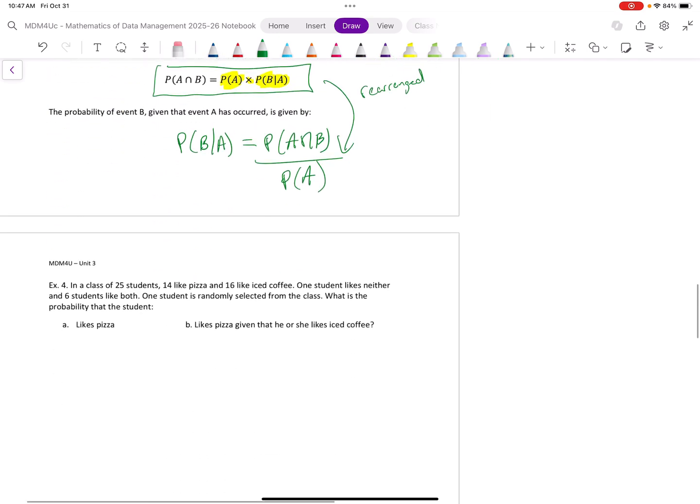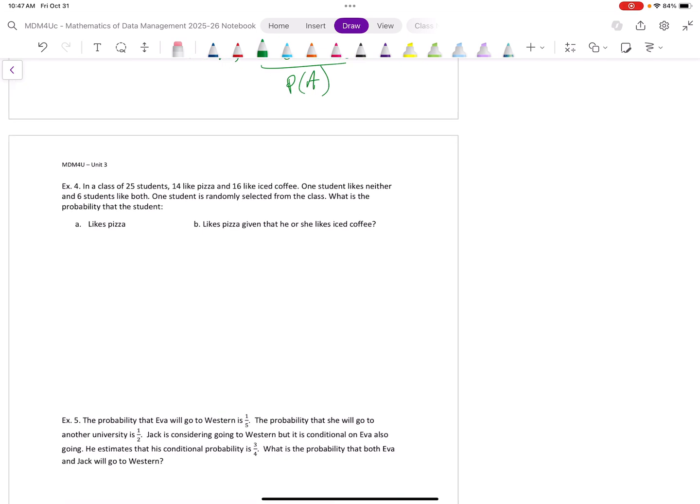Okay, let's try one, and if you want, you can try this on your own, but I'm going to create the Venn diagram to help with this. So if you want to, pause right now, or you can try it out. It says, in a class of 25 students, 14 like pizza and 16 like iced coffee. 1 student likes neither, and 6 students like both. 1 student is randomly selected from the class. What's the probability that the student likes pizza?